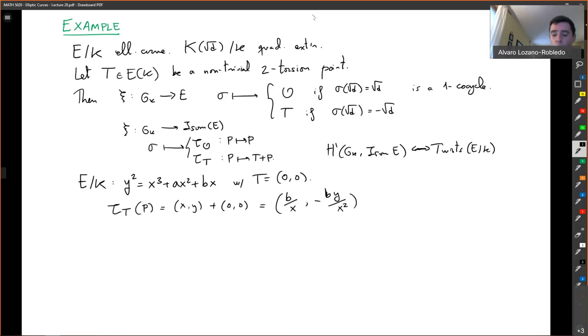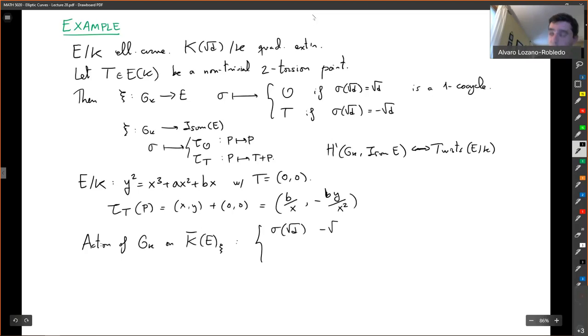Okay. So what we need is to compute the action of Galois on this function field. So the action of Galois on the new, twisted function field will be defined by sigma of the square root of d is minus the square root of d. Sigma acting on x will send it to b over x, and sigma acting on y will send it to minus b y over x squared.